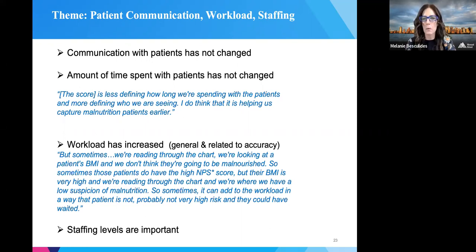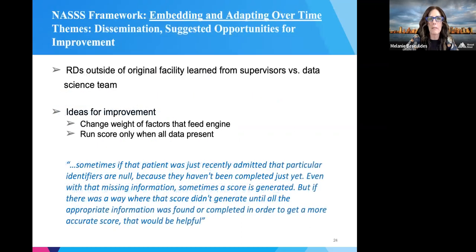This is where the RDs really wanted to not only consider staffing, but also have that autonomy to choose when they would see the patient. Not every single time. They obviously trusted the score, but sometimes they didn't believe in it. So considering staffing is obviously important.